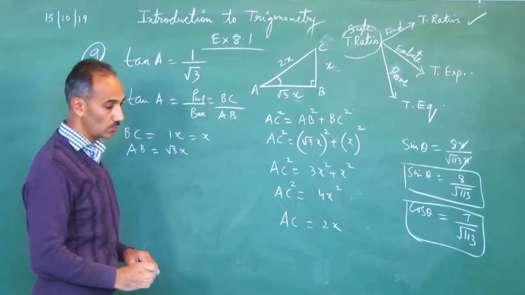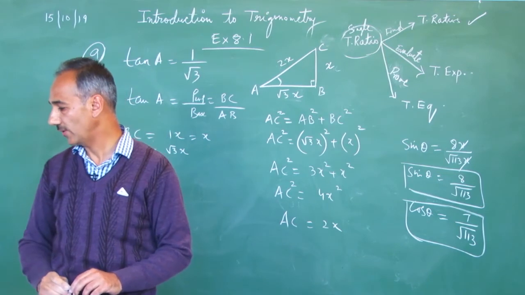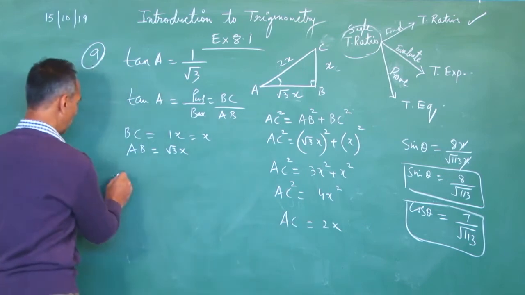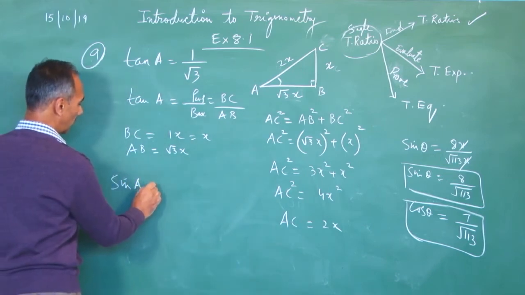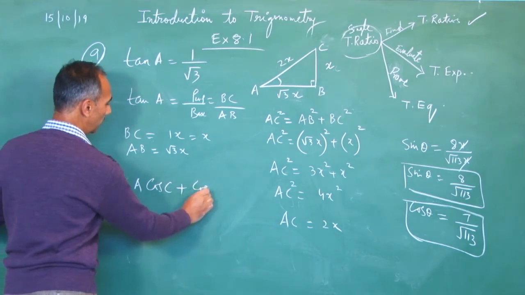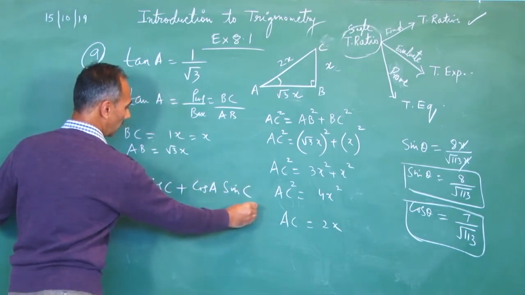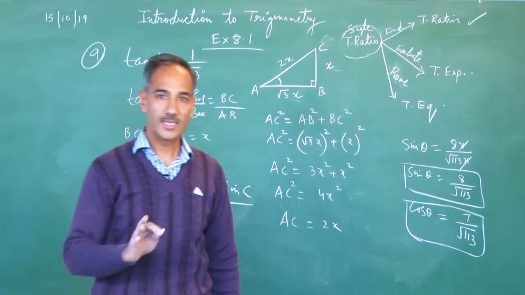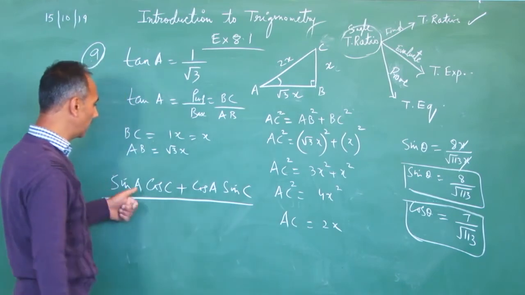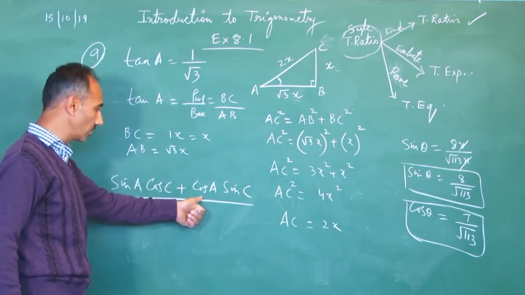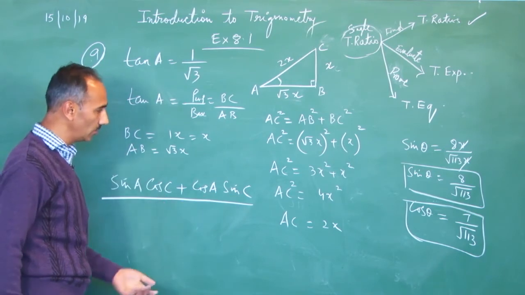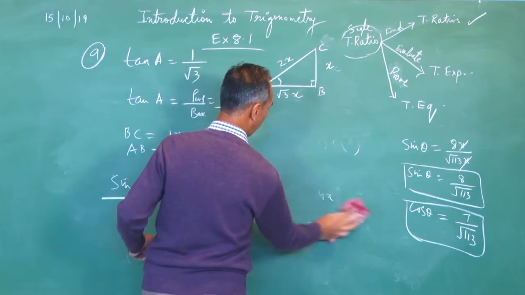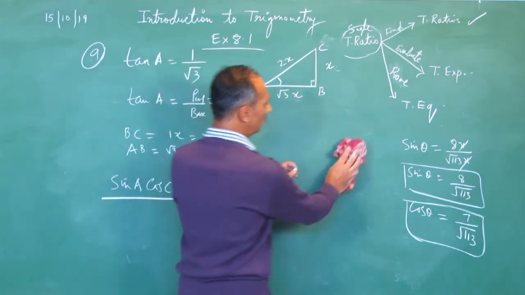You have all three sides. What are the t ratios we require? We are asked to find the value of this trigonometric expression: sin A cos C plus cos A sin C. So what you need? In terms of angle A, you need sin and cos. In terms of angle C, again you need sin and cos. So we want sin as well as cos of A and C. So let's take the values.